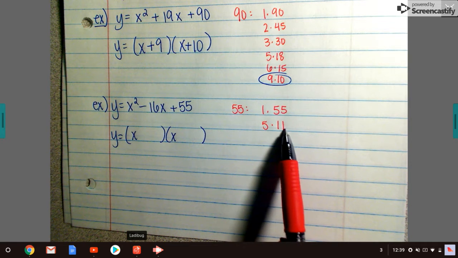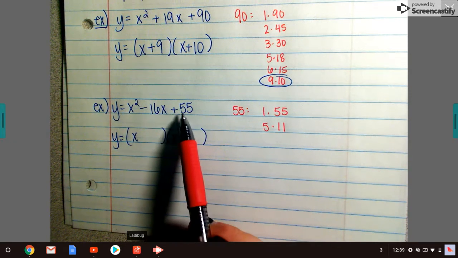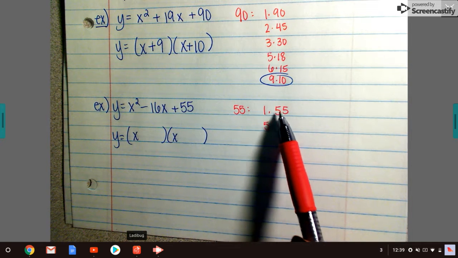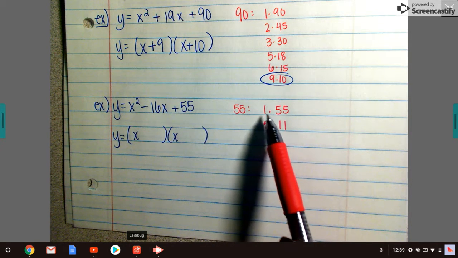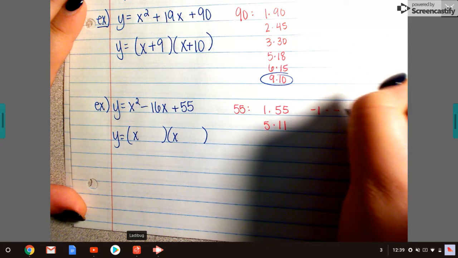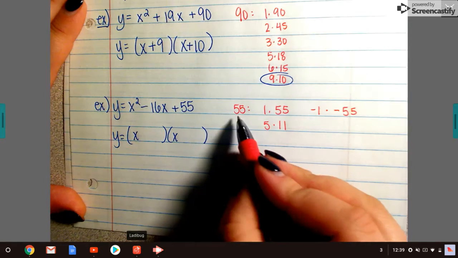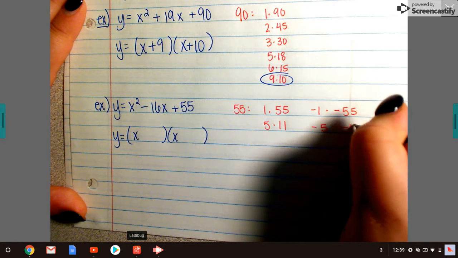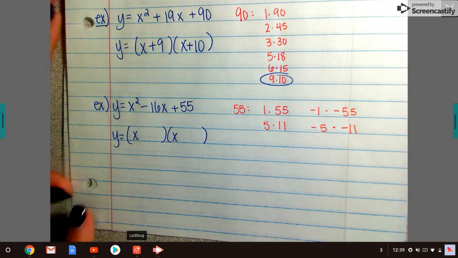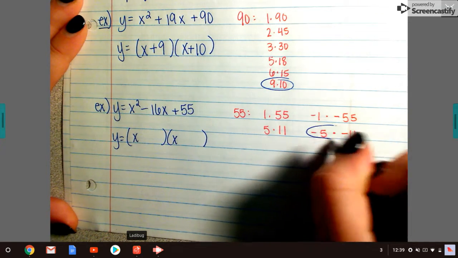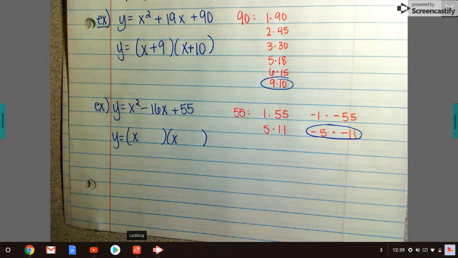This one looks good, but these are both positive. Notice there's two ways I can multiply to get positive 55. I could have positive times positive, or I could also have negative times negative. So we can also make another list of factors of 55 that also include the negatives. And if we think about both of these lists together, to make a negative 16, I need a negative 5 and a negative 11.